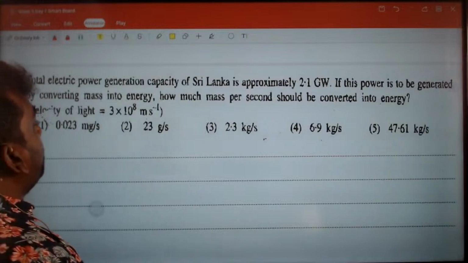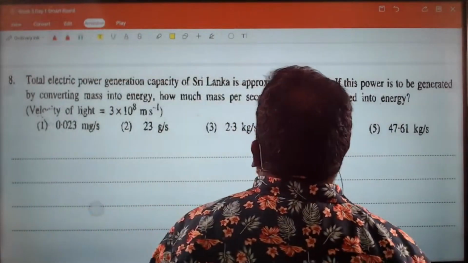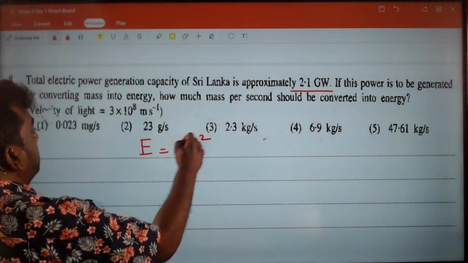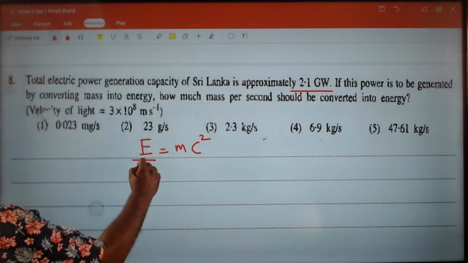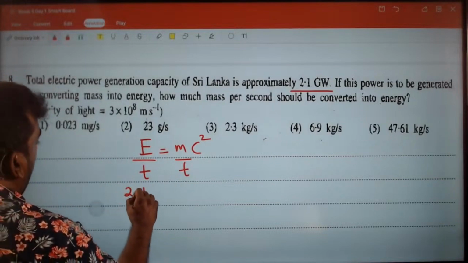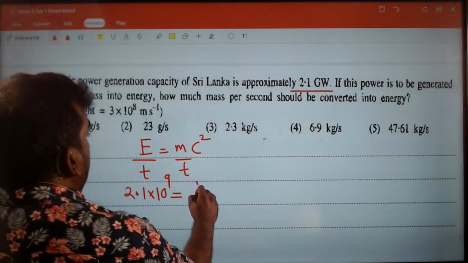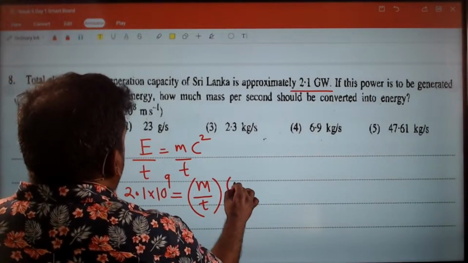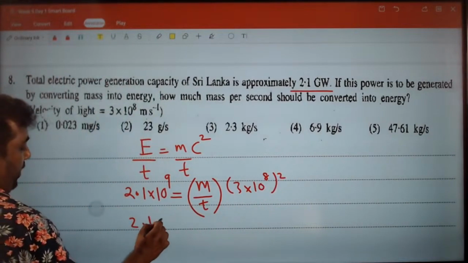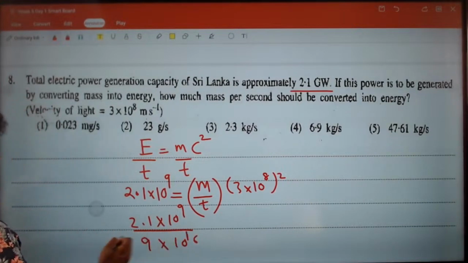Total electric power generation capacity in Sri Lanka is 2.1 gigawatt. If this power is to be generated by converting mass to energy, use Einstein's equation, E is equal to mc square. I divide this side by time, this side by time, this becomes power. Power means 2.1 gigawatt, giga means 10 to the power 9 watt. How much mass per second should be converted? Speed of light is 3 times 10 to the power 8, whole thing squared. A simple calculation: 2.1 times 10 to the power 9 divided by 9 times 10 to the power 16, that is m over t.